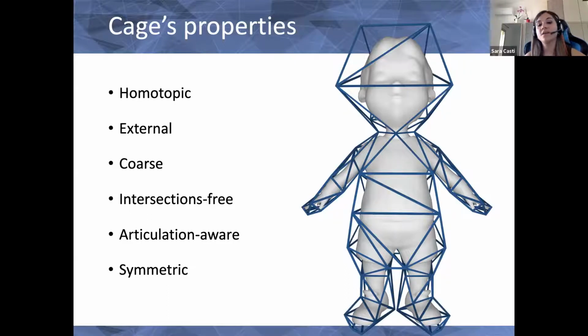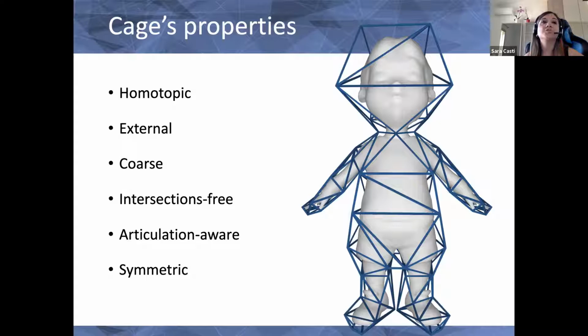Cages for animation are a particular kind of cage that should have particular properties. They should be homeomorphic to the shape, as other cages. They should be external, that means that a cage should be a bounding approximation of the input shape. It should be coarse, that means it has the lowest number of vertices possible. It must be intersection free. This is a mandatory requirement because it's due to the deformation method. If this constraint is not kept, the deformation will not work at all.